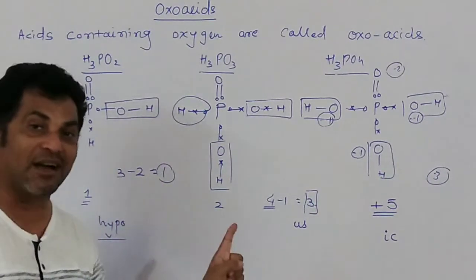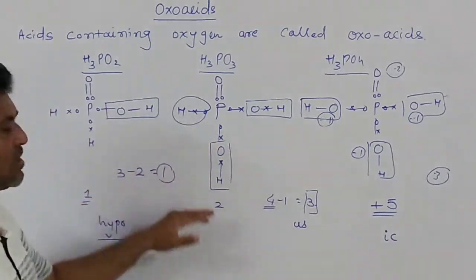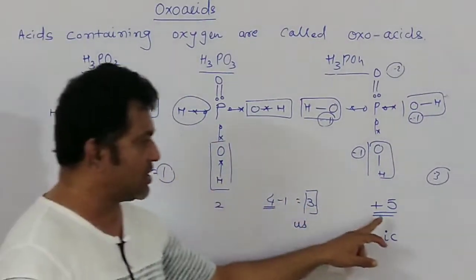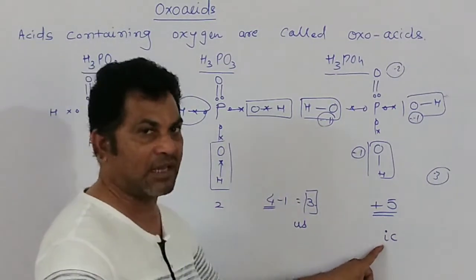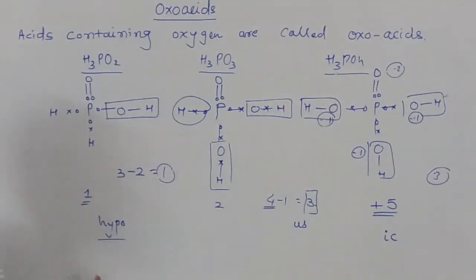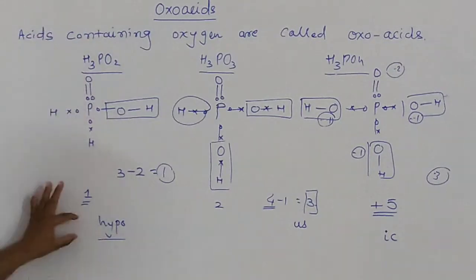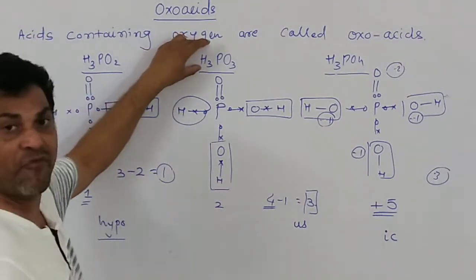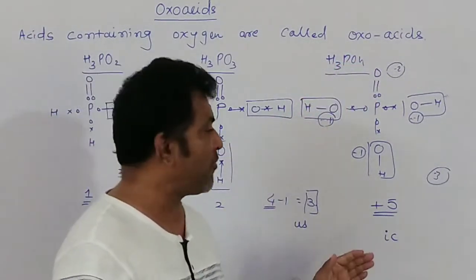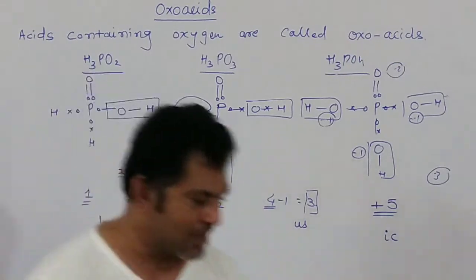Go with this again. Oxidation state 5, oxidation state 3, oxidation state 1. The highest is this, phosphoric acid. Second highest, phosphorus acid, and lowest, hypophosphorus acid. So what is the name of H3PO2? Hypophosphorus acid. What is the name of H3PO3? Phosphorus acid. And what is the name of H3PO4? Phosphoric acid. Hope that you understand.